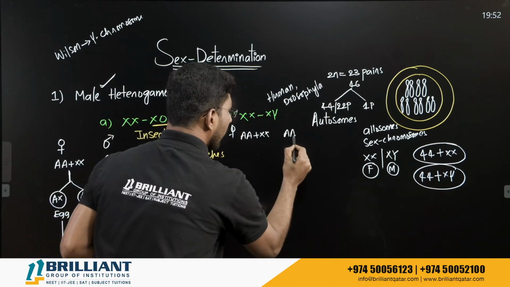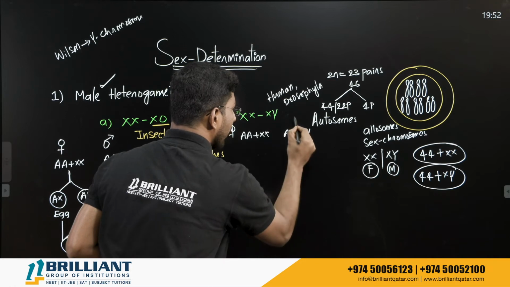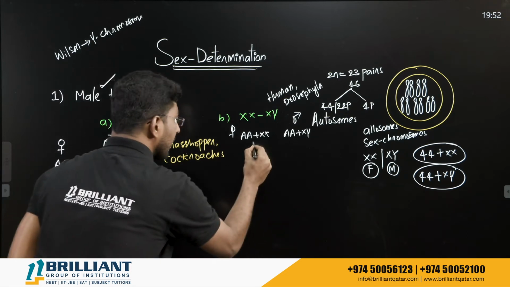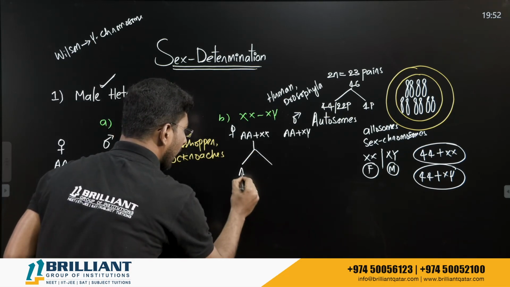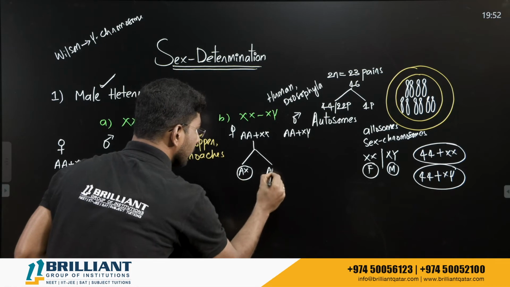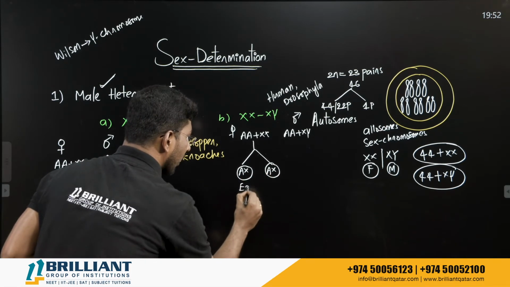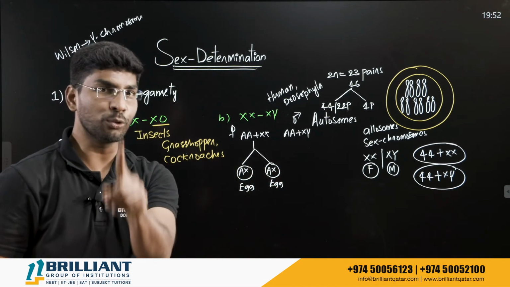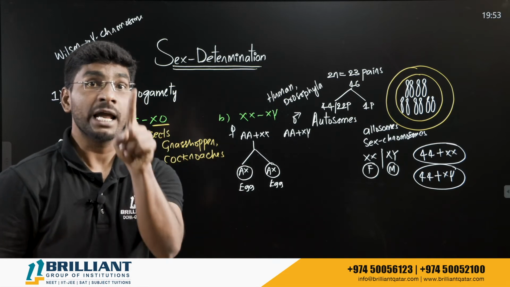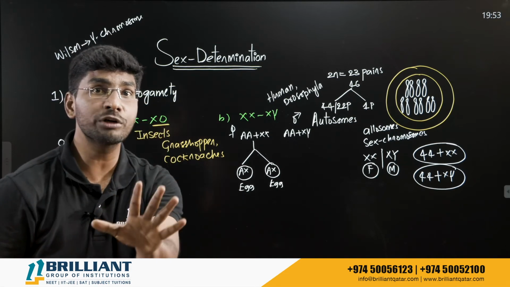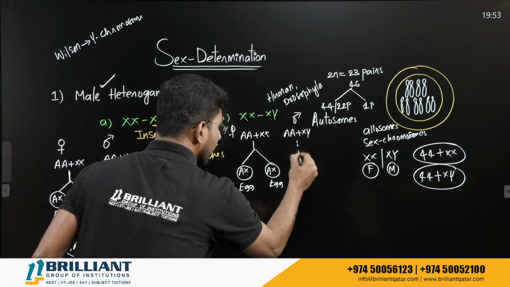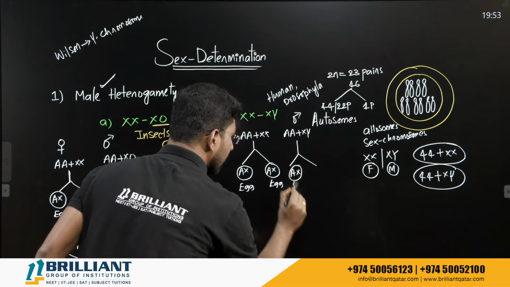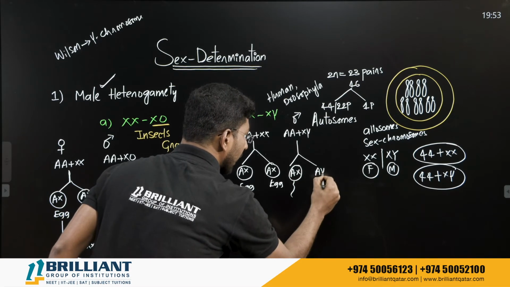And what about the male now? AA plus XY. What is this? Male. What type of X comes from the female? Similar X. AX egg, AX egg. Am I clear? No change in these two gametes. I told you, this time males are heterogametic. Only males will produce two different types of sperms. 50% of sperms are AX sperms, 50% of sperms are AY sperms.